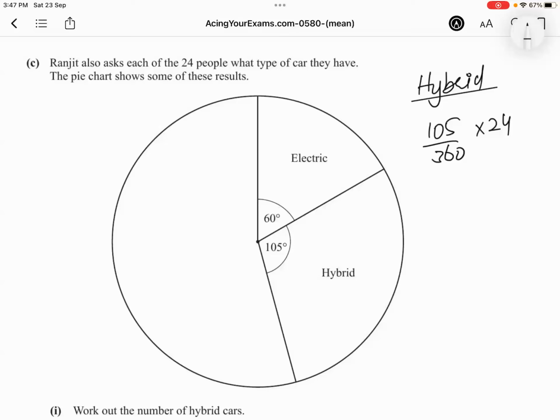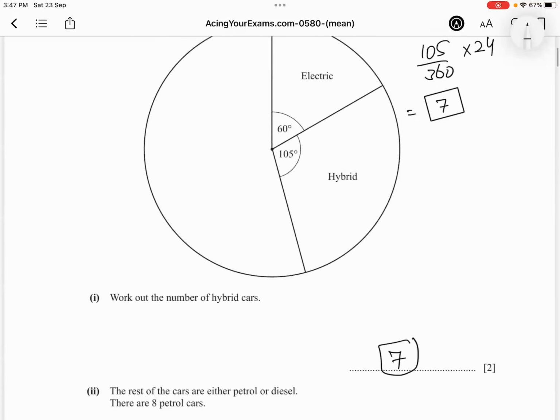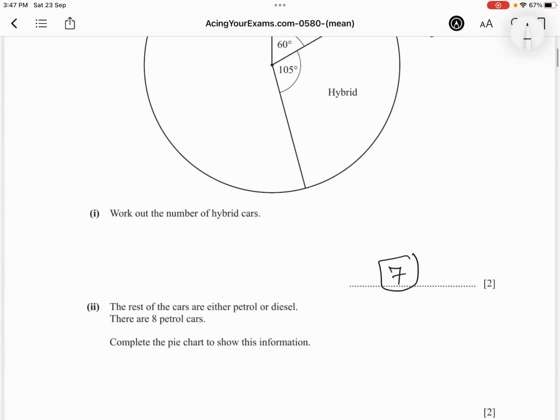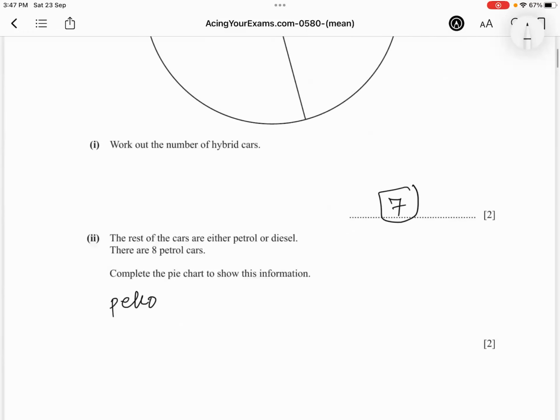Divided by 360 times 24. So there were 7 cars which were hybrid. And the rest of the cars are either petrol or diesel. So there are 8 petrol cars. Complete the pie chart. So petrol is 8 cars.